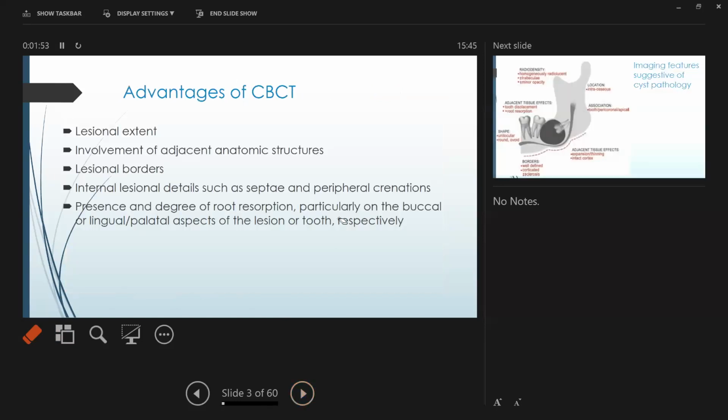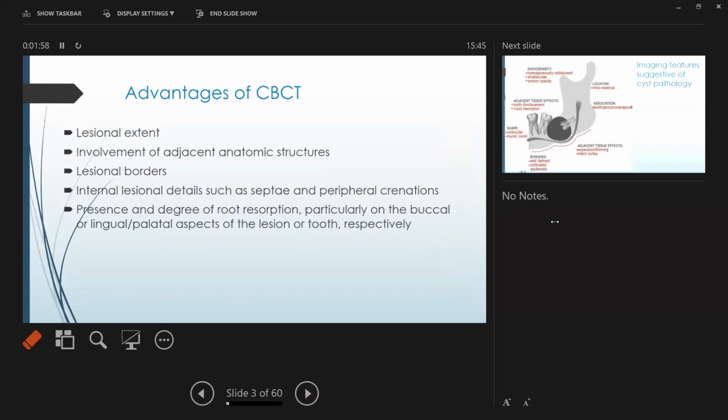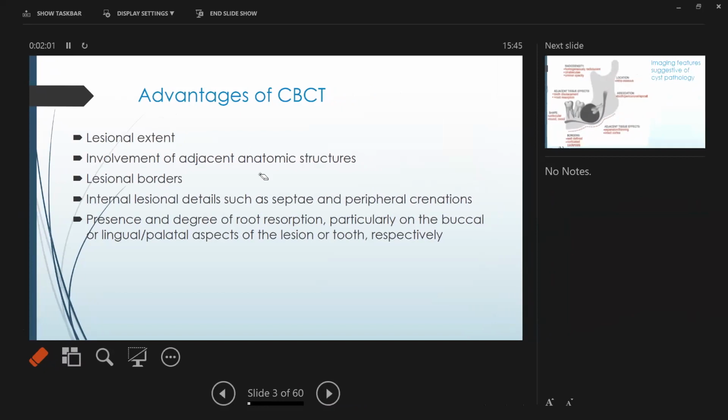Now coming to the advantages of CBCT. CBCT has various advantages. Basically, we usually take conventional radiographs, but CBCT has the edge over conventional radiographs based on the lesional extent, to see what the extent of the lesion is and whether adjacent anatomical structures are involved, regarding the lesional borders, and also to see the internal structure of the lesion, whether they are septated or there are any peripheral crenations. And also to study the buccal and palatal aspects of the teeth as well as the lesion itself, and to study root resorption.